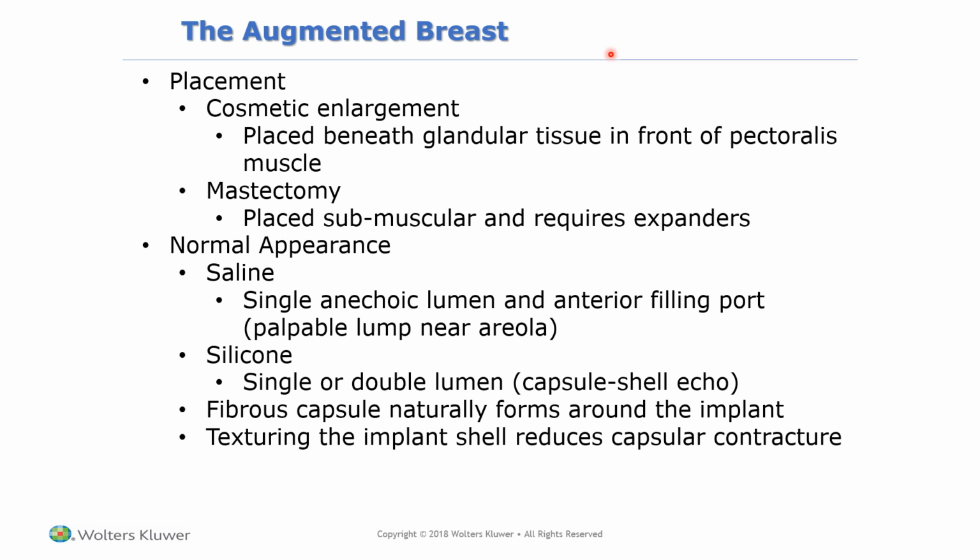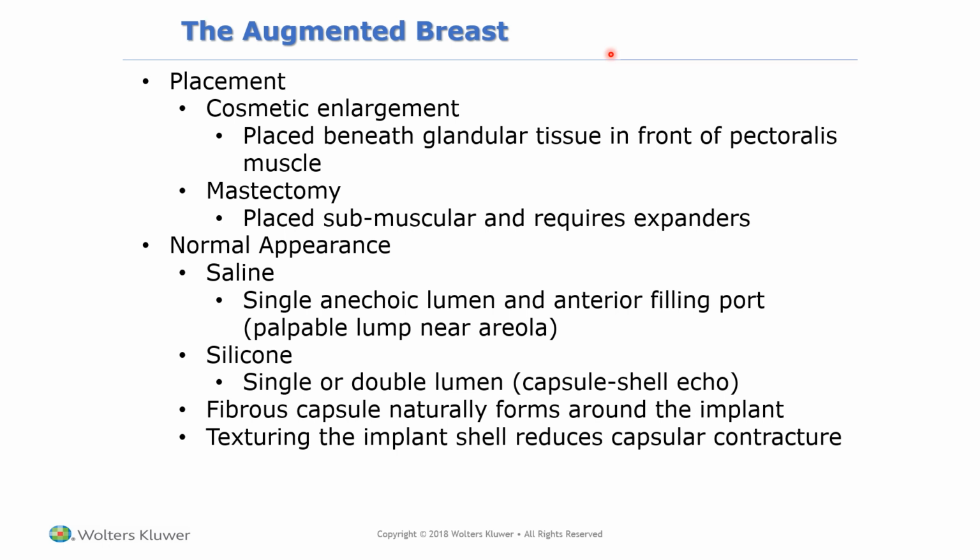When we have a normal saline augmentation or implant, we can usually see it as a single anechoic lumen, and then it will have almost a little knob, which is the filling port where they can add or take out saline. That little port is going to appear as a lump near the areola. So be aware that when you're looking at the smooth capsule of the implant, you are going to see that irregularity at the filling port.